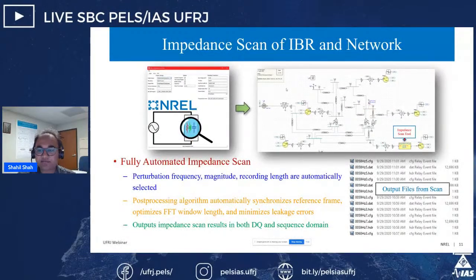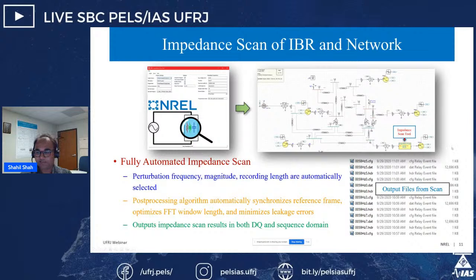So let's start with an example. Here I have a power system with a very large amount of penetration of inverter-based resources. It's a 14-bus system. It has one synchronous generator and 5 inverter-based resources. Some are grid following, some are grid forming. And I want to understand the stability of this power system with all the IBRs. So I select one particular IBR and insert this yellow box in the PSCAD model.